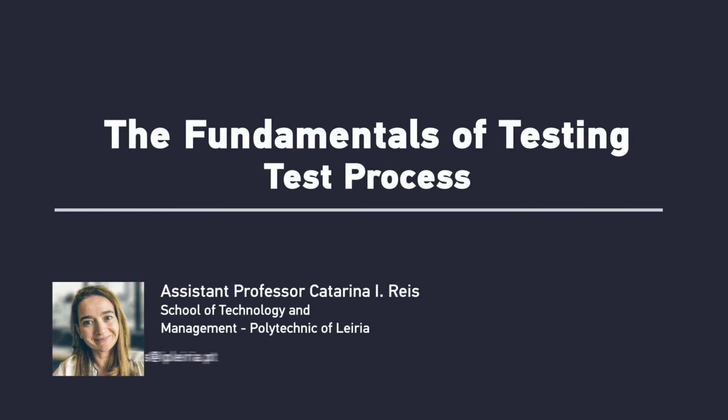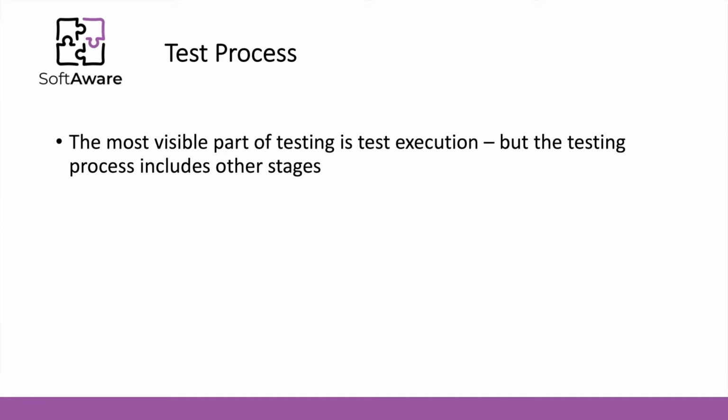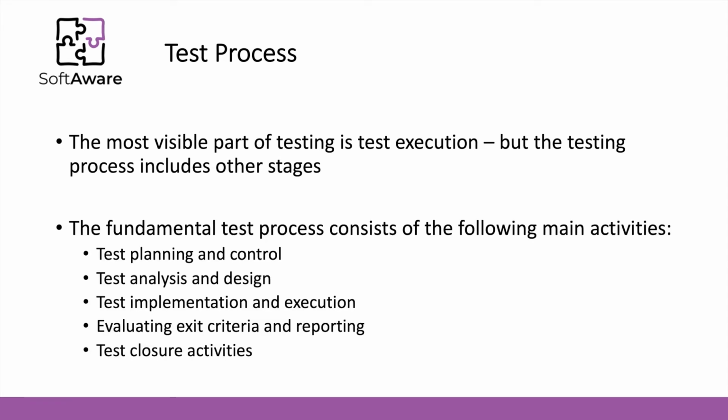Now let's take a close look at the test process. The most visible part of testing is test execution, but the testing process includes other stages. The fundamental test process consists of the following main activities: test planning and control, the activity that defines the objectives of testing, specifies the test activities in order to meet the objectives and mission.